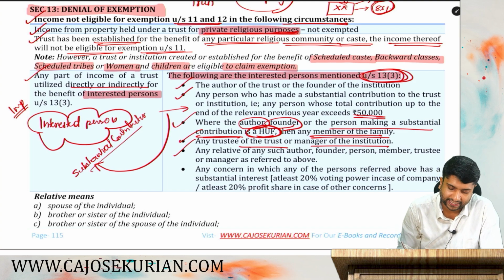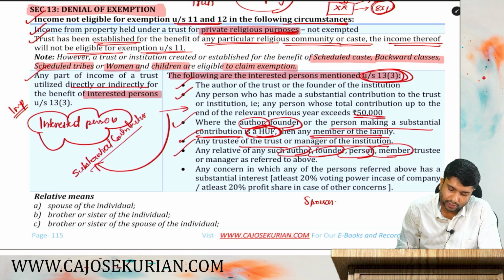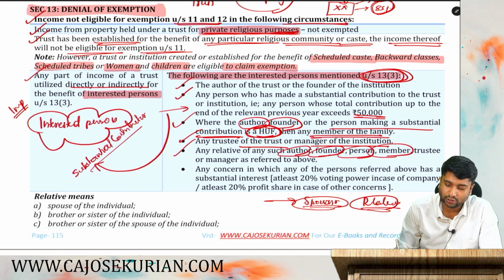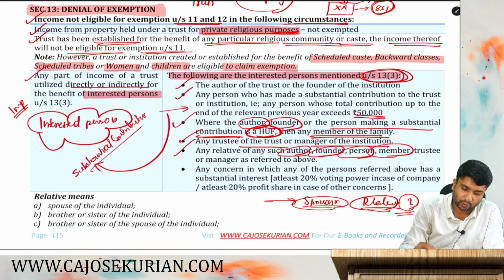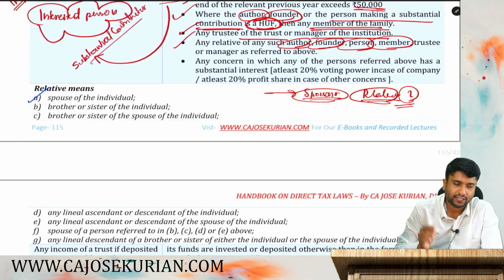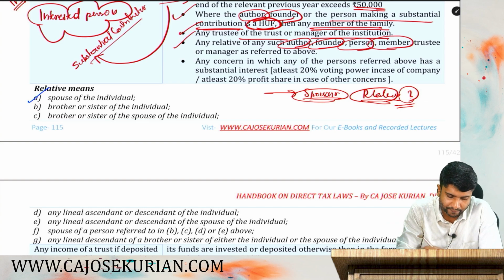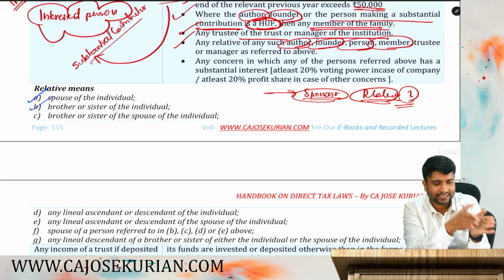What do you mean by any relative of author, founder, person, member, etc.? Say for example, I am the sponsor. The trust is not supposed to spend anything for my benefit as well as my relatives' benefit. Now the question is, who is my relative? Let's understand who all are my relatives. So there is a definition. Relative means, for an individual, the spouse. That means his wife. Then brother or sister of the individual. That individual's brothers and sisters.